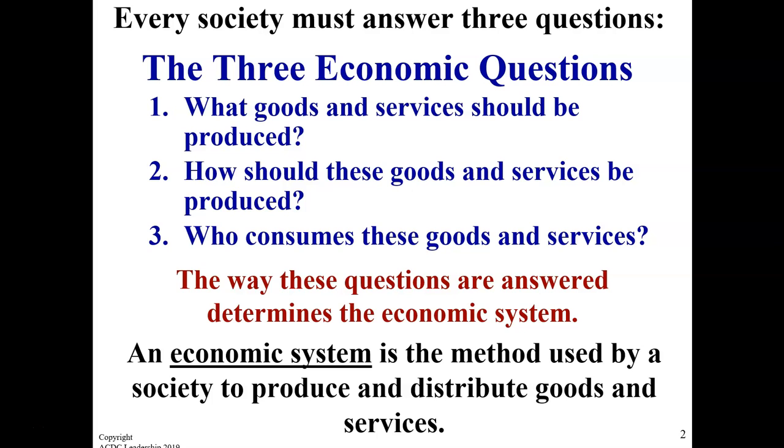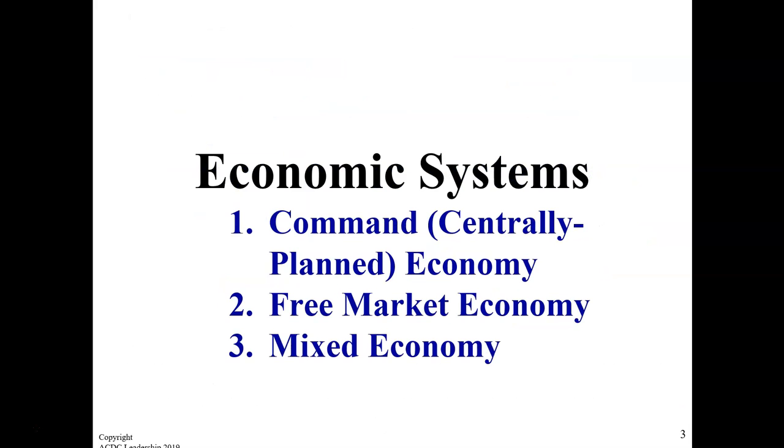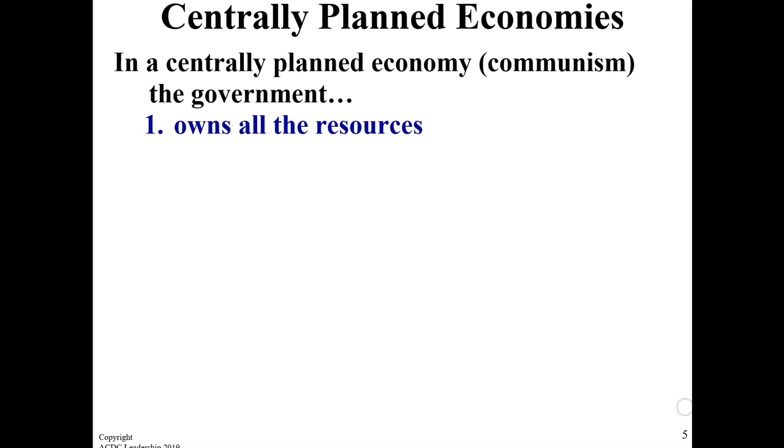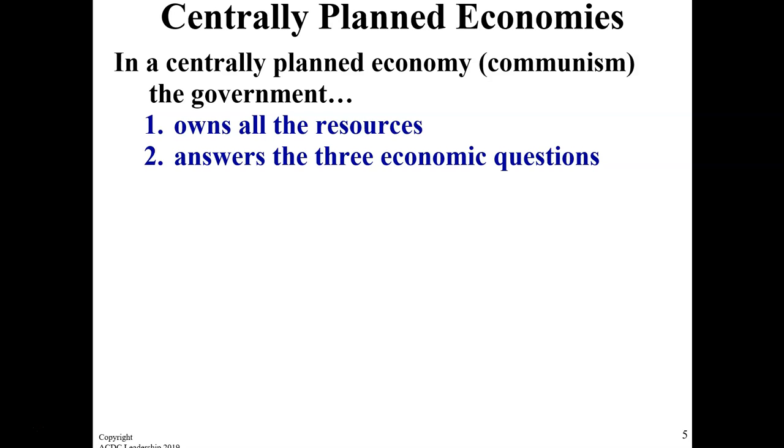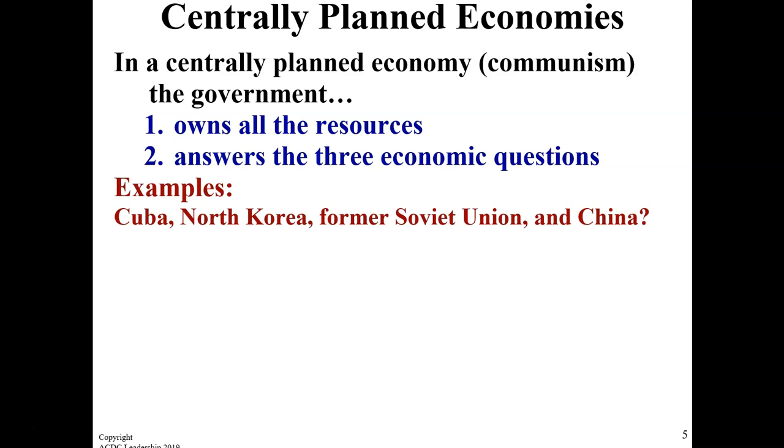So an economic system is the method used by a society to produce and distribute goods and services. There are three different types of economic systems: a command economy, which is centrally planned, a free market economy, and then a mixed economy. A centrally planned economy, such as communism, is one in which the government owns all the resources. They answer the three economic questions. Examples of countries with this economic system are Cuba, North Korea, the former Soviet Union, and China.